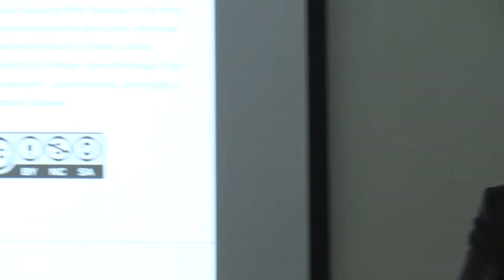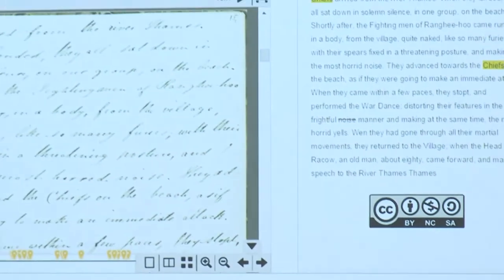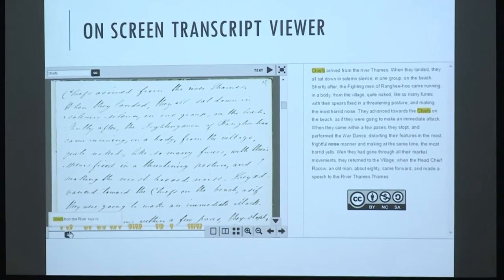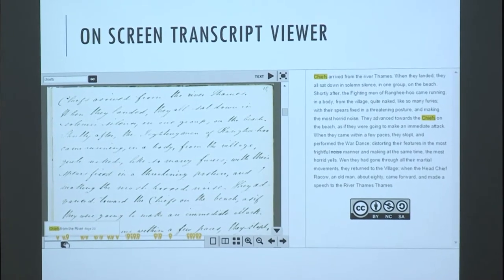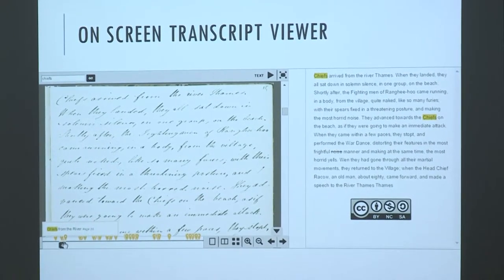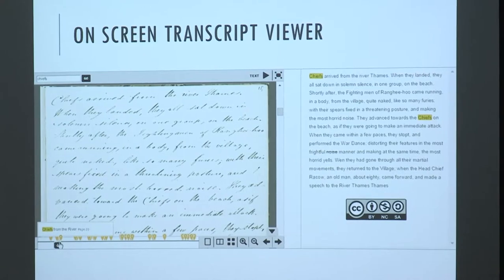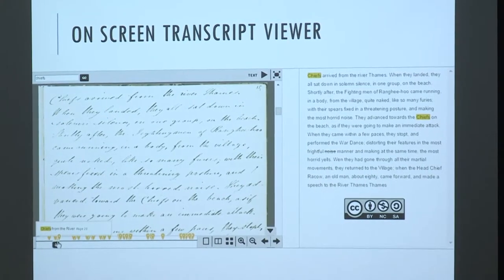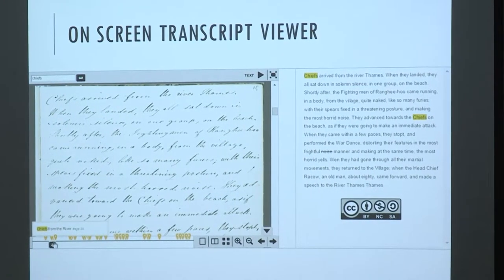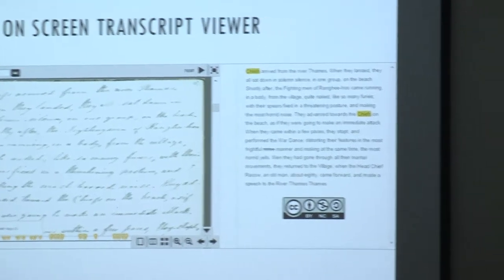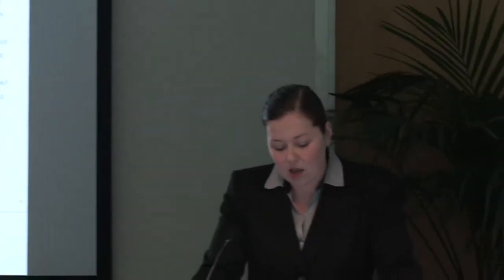One of these customisations is the on-screen transcript viewer. Researchers wanted to be able to display the transcript and the manuscript side by side so they could read both simultaneously. This is one of the biggest changes that we had to make to the Islandora and Drupal code. Another example of the extended functionality that had to be created is the highlighting of search terms. This alone took a week of full-time development effort to customise, however, it's well worth the time as it helps users identify where their search terms are appearing.